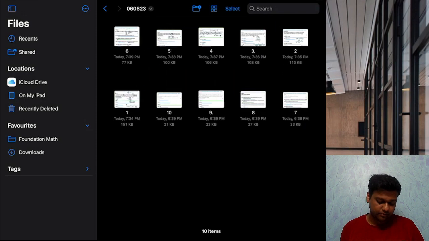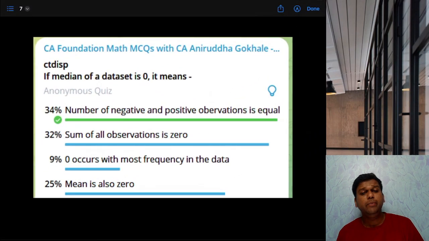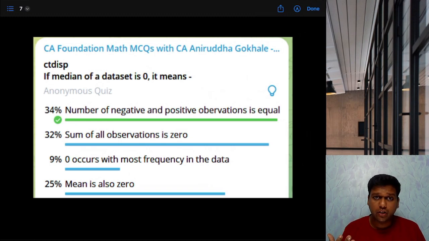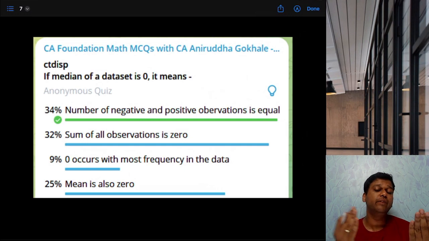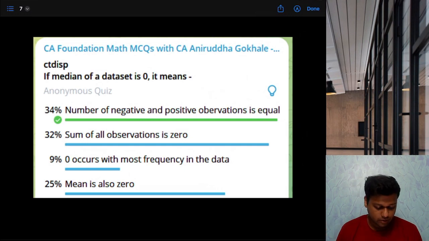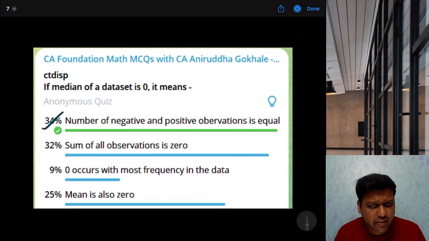Seventh, if a median of data set is 0, it means number of negative and positive observations is equal. Now that is correct because median divides the data into two equal parts. If median is 0, that means exactly in the middle. That means whatever numbers are there on negative side, same number of numbers are there on positive side. So this is correct.